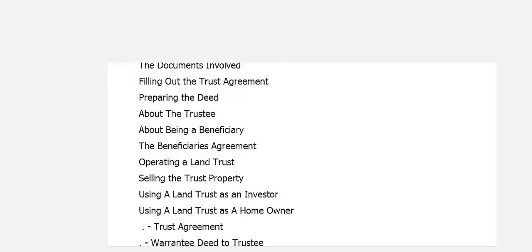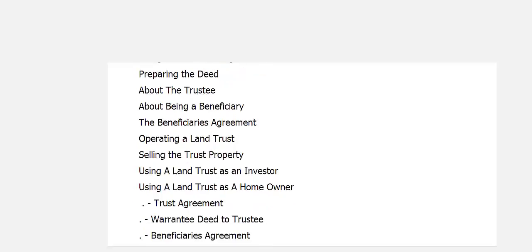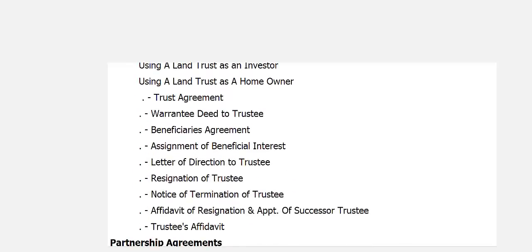Operating a land trust, selling a trust property, using a land trust as a real estate investor, using a land trust as a homeowner. Then we go through in detail the trust agreement, the warranty deed to trustee, the beneficiaries agreement, the assignment of beneficial interest, letter of direction to trustee, resignation of trustee, notice of termination of trustee, affidavit of resignation and appointment of successor trustee, trustee's affidavit.